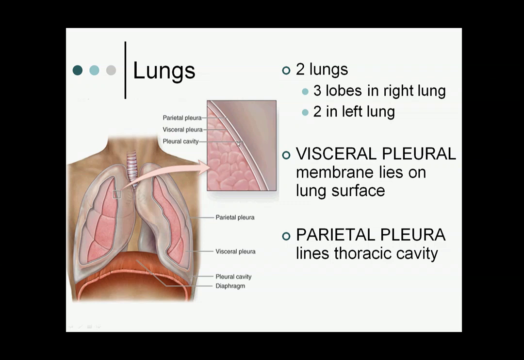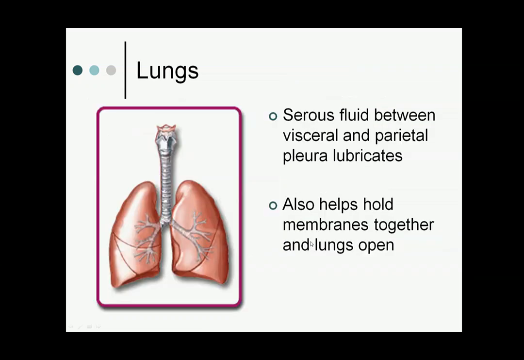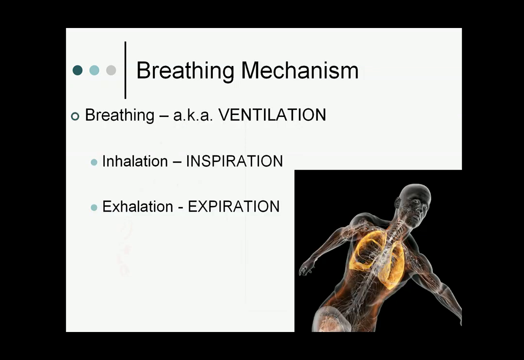Okay, so visceral on the inside, IV. Everyone knows what an IV is, right? Inside, visceral. It's an easy way to think of it. PO, parietal, outside, PO box. And then here's that serous fluid. It helps to lubricate, but also helps to keep those membranes together. So as the parietal membrane is being pulled on, the visceral membrane follows right up behind it to cause breathing. And here are the two parts of breathing.